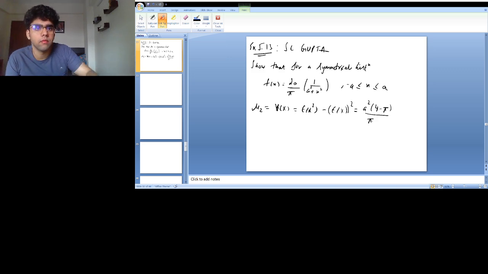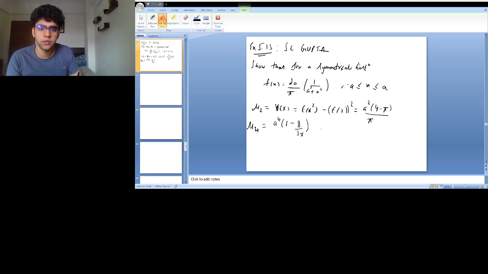Let me just adjust the weight. This seems to be fine, right? And the third and the fourth moment with respect to the mean is equal to a to the power 4 into 1 minus 8 upon 3 pi. We need to show this. So we have been given the symmetrical distribution, and we need to show that the second moment with respect to the mean is equal to this, and the fourth moment with respect to the mean is equal to this.